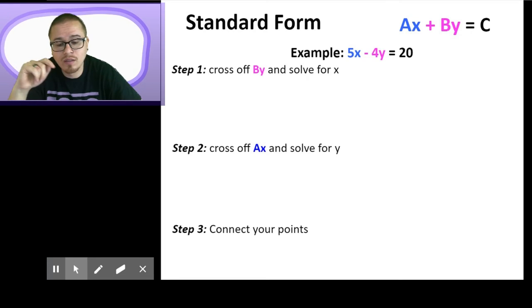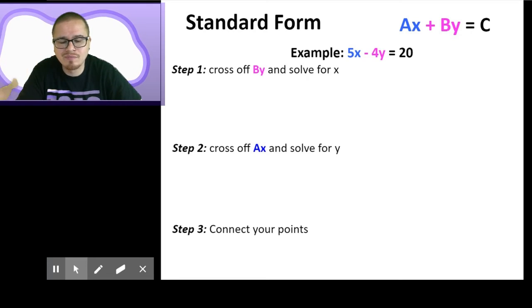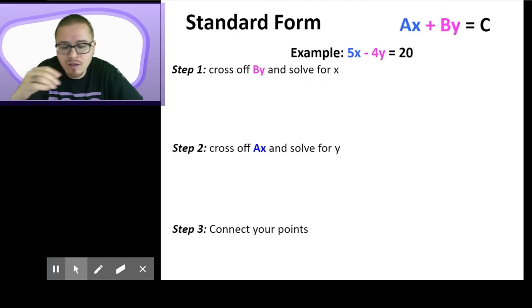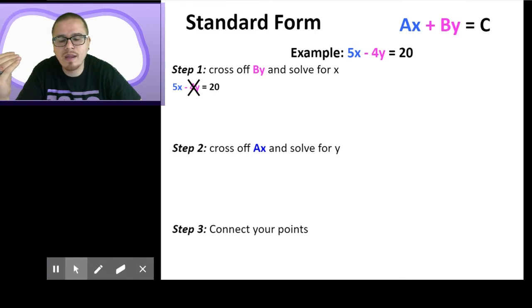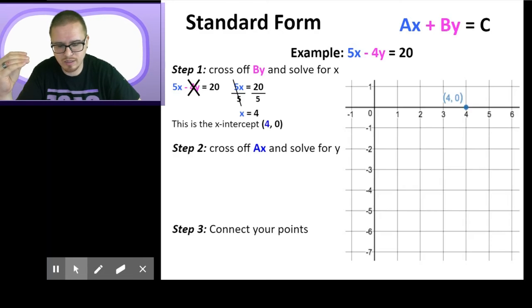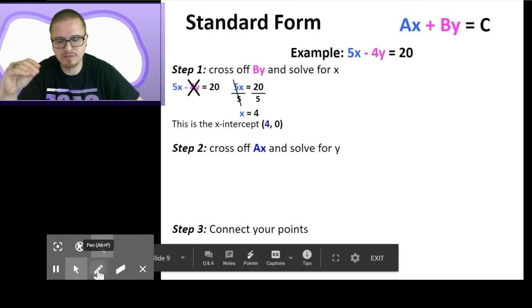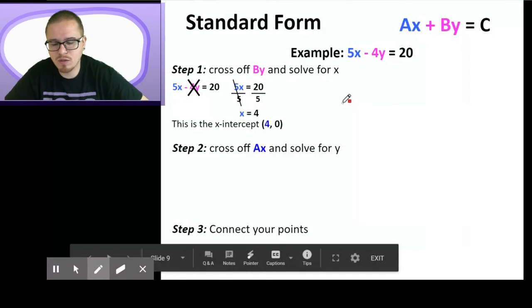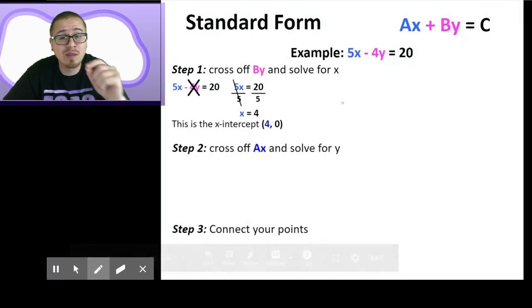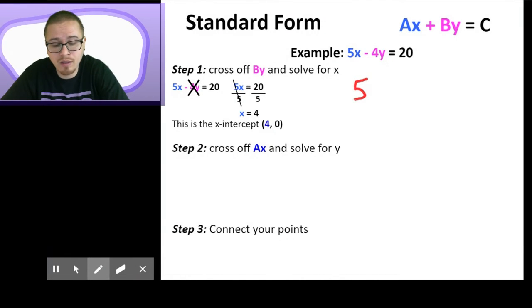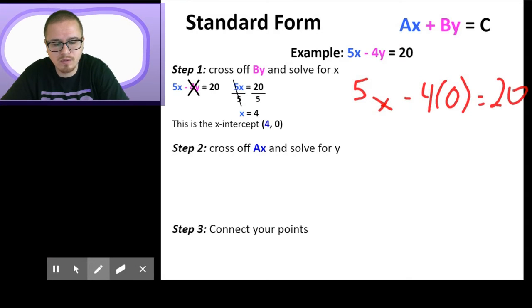Okay, so I don't like "cross off." I should have changed this. Hang on, let me fix this real quick. So instead of the word cross off, what we're really doing is we're substituting 0. We're zeroing out the y. So 5x minus 4 times 0 equals 20.